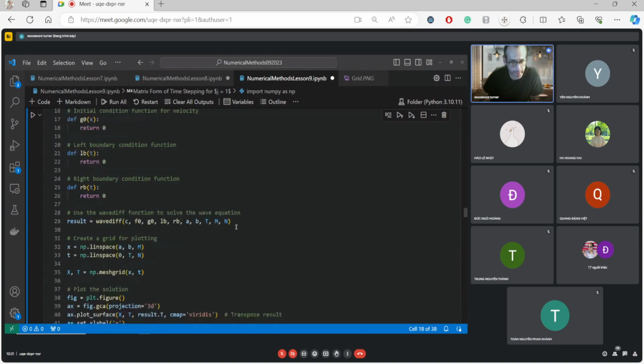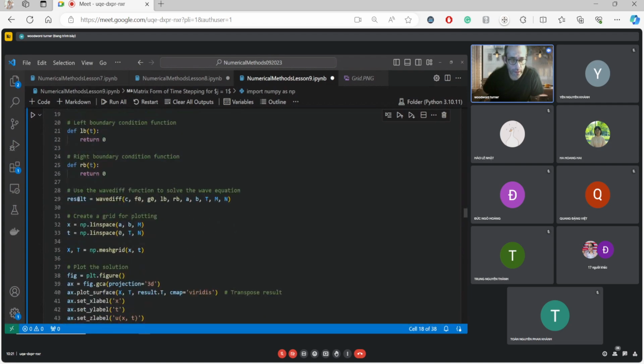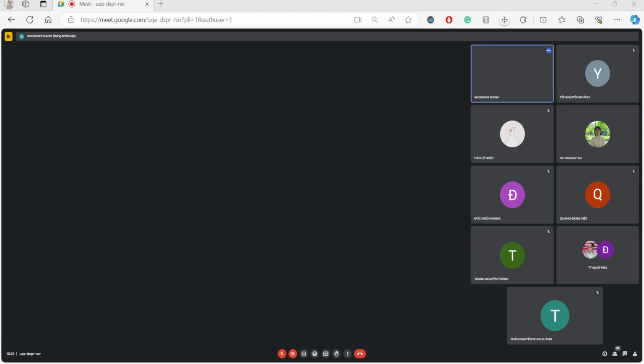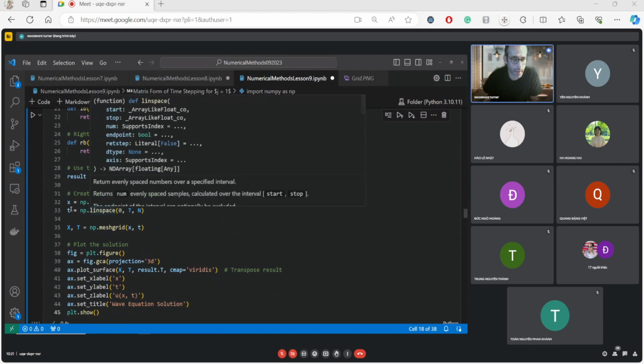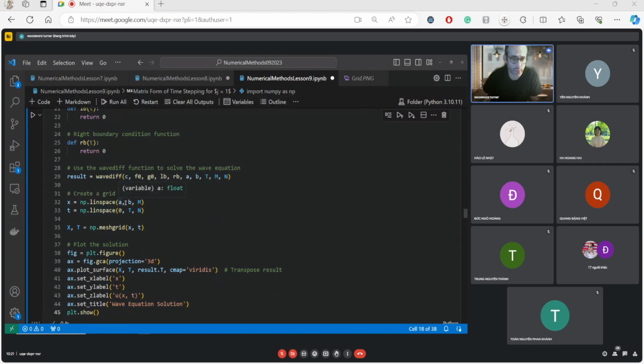My time step, my H, which is my space step, I can think of it like that. The mesh of my partition in space will be the difference of whatever B and A I choose, and then I'll divide that by M plus 1. So we'll have M plus 1 different variables. The same thing for my time step, I'll go whatever my time is divided by N minus 1. That'll be my K. So those are my mesh or the step size, or however you like to think of it.